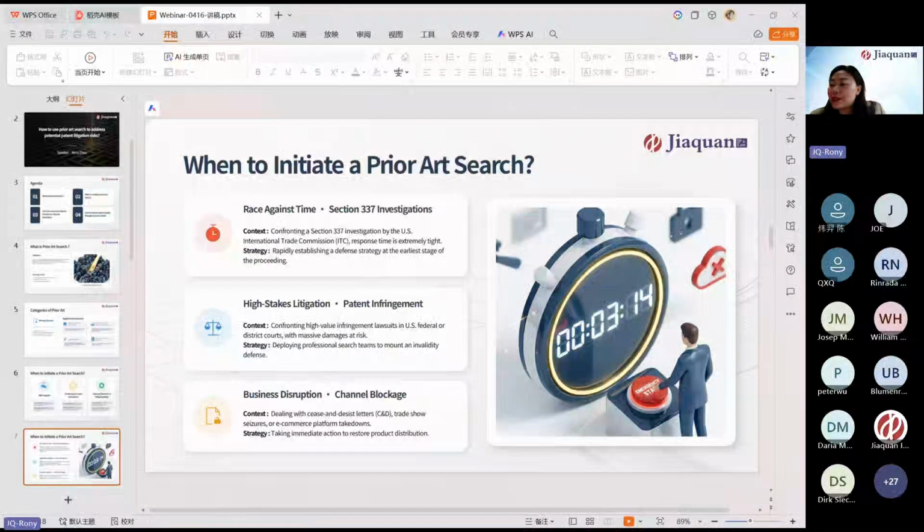And the third situation is when an enterprise faces exhibition seizures at trade shows or platform removals on e-commerce platforms. This is more like a channel blockade. At such times, we need to immediately provide documents proving that our products do not infringe patents or that they belong to prior art, to get the product back on the shelves as soon as possible. That's why it's crucial to conduct a prior art search before participating in an exhibition or launching products online.